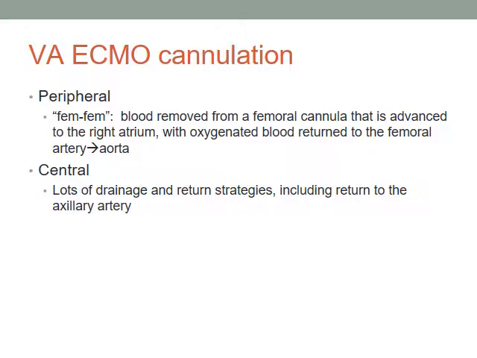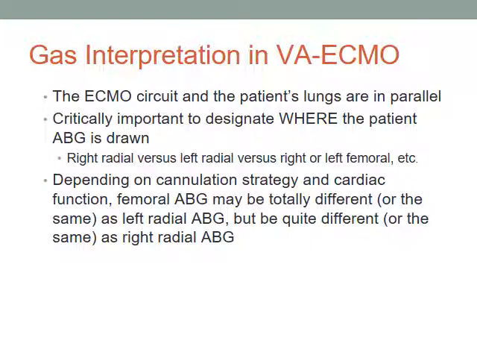Now, gas interpretation of VA ECMO. Here, the ECMO circuit and the patient's lungs are in parallel. They're not in series, they're in parallel. They've got one right next to each other. Again, it's very important to designate where the blood is drawn from. Right radial gases are often very different than left radial gases. It has to do with how the aortic arch works. I'll show some more pictures of that. Depending on cannulation strategy and cardiac function, the femoral blood gas may be totally different, or perhaps even the same as a left radial gas, or be completely different or the same as a right radial gas.